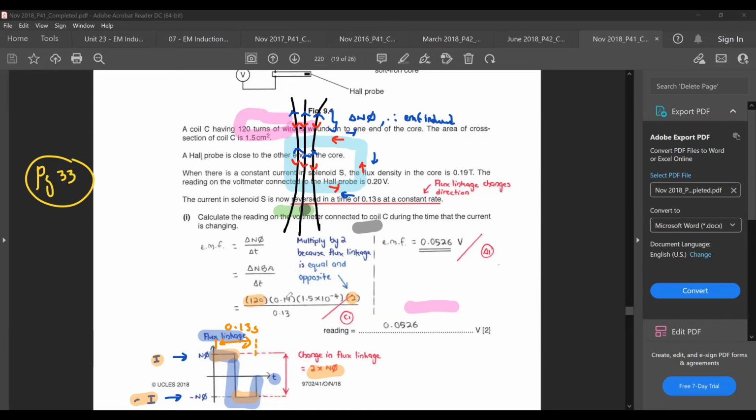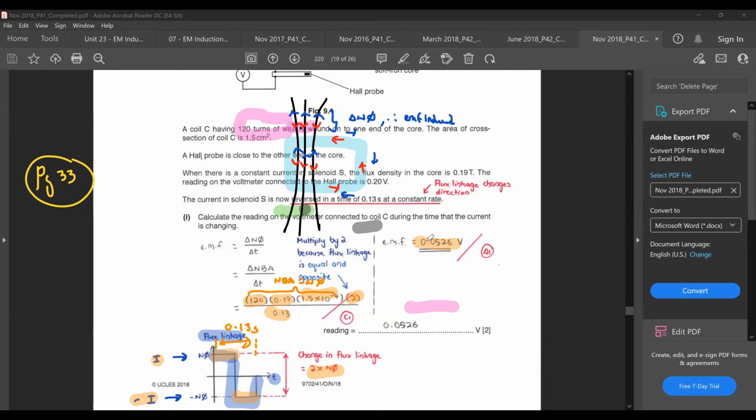So I take the number of turns multiplied by the flux density multiplied by the area multiplied by 2. This one in itself is actually my NBA, which is the same as my flux linkage. So I need to multiply by 2, then I divide by the time. Then I'll get this answer.